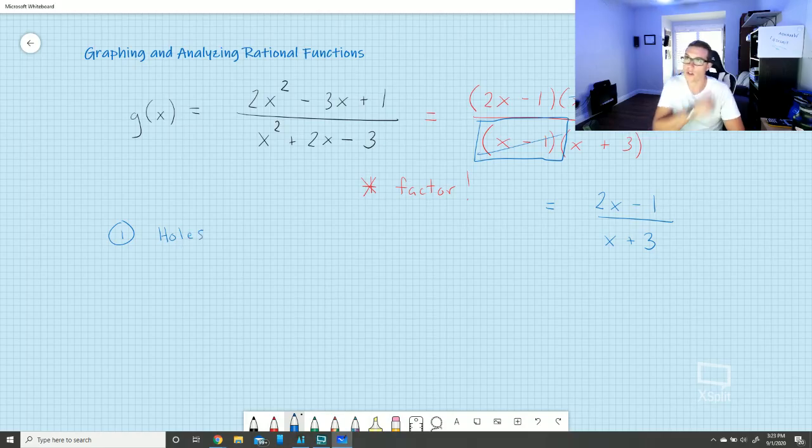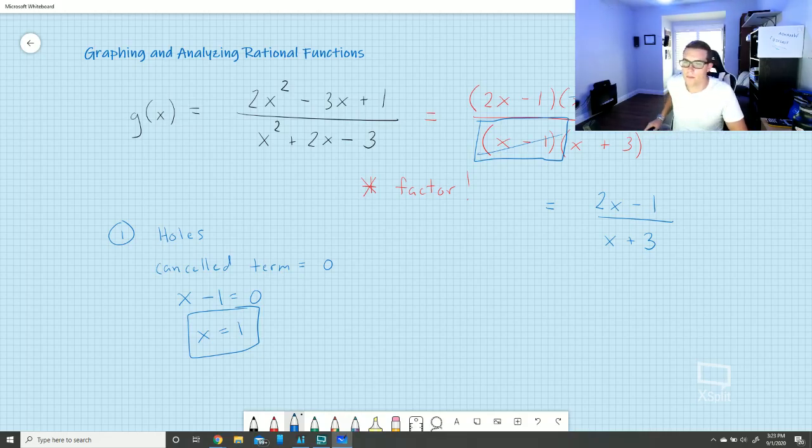So how do you know if there's a hole in the graph? Well, there's a hole if some term canceled out. And in this case, it did. So because this term canceled out, to find the hole, you set the canceled term equal to 0, and we can solve for where the hole is in the graph. So in this case, we have a hole at 1. So at x equals 1 in the graph, there's going to be a hole.